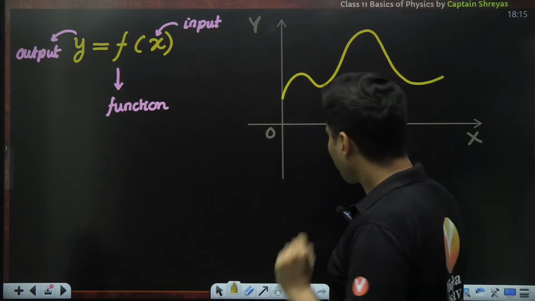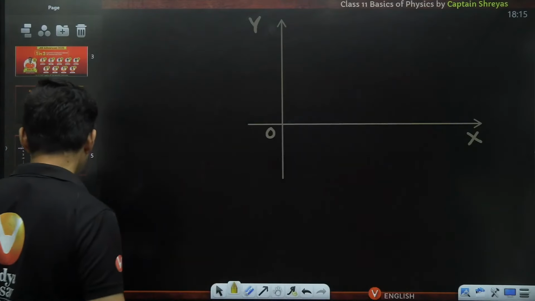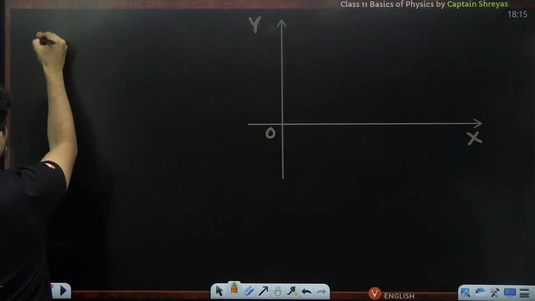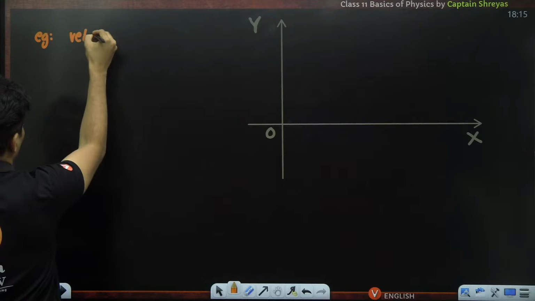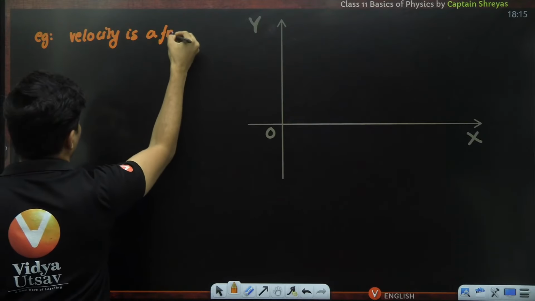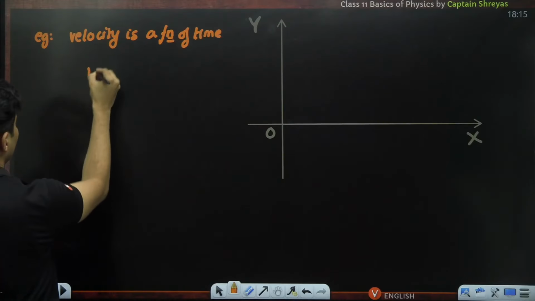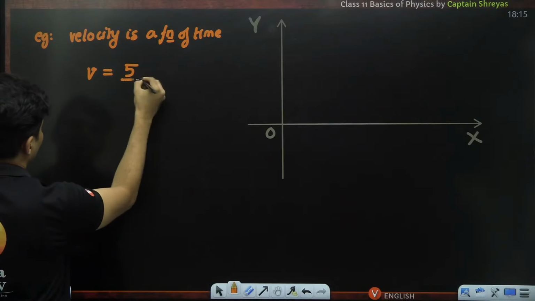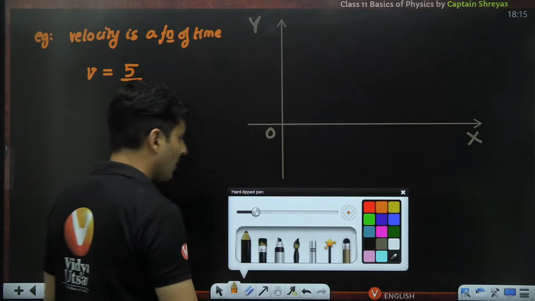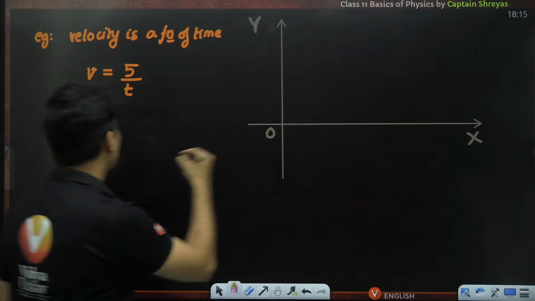Okay, now that you understand this much, say for example I tell you, listen, the velocity is a function of time, and the velocity looks like this: v is equal to 5 by t. I have just put a function. How will that graph look if you start thinking about it? Well, let me put it in table form, so that it will be very clear.